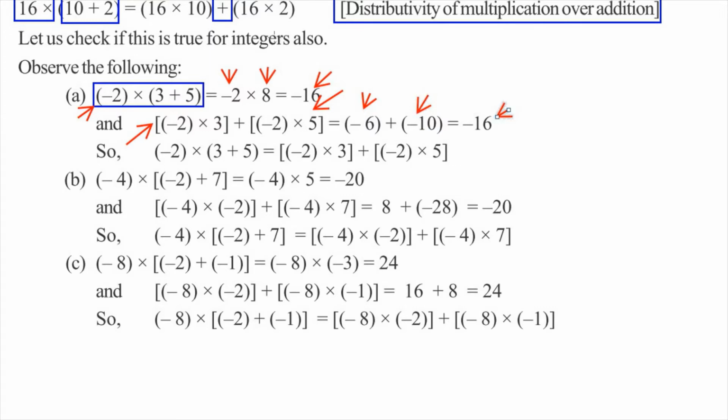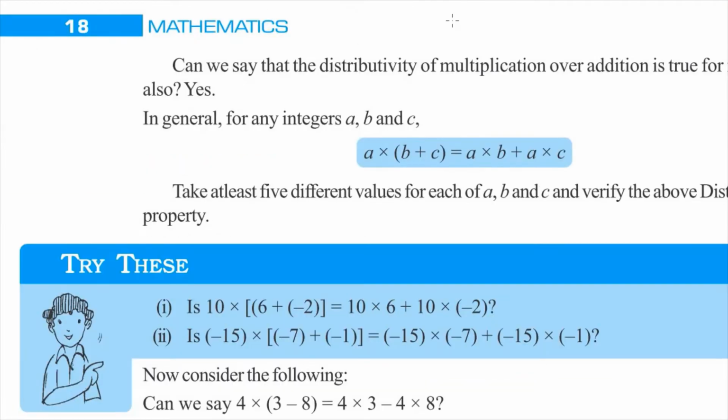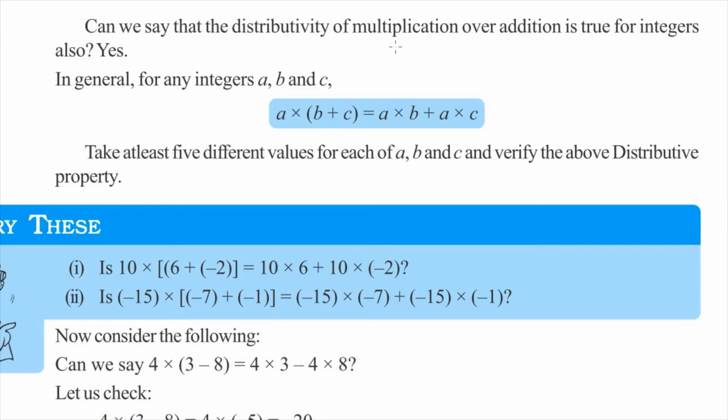This means that whether we carried out the sum first, then found the product, or whether we distributed, found the product first and then did the sum, we will be getting the same answer, that is minus 16. We can check and verify for these two examples given below as well. Okay? But in general, can we say that the distributivity of multiplication over addition is true for integers also?